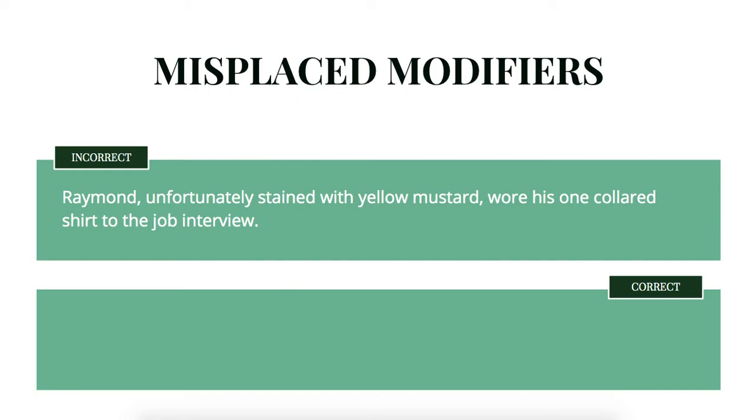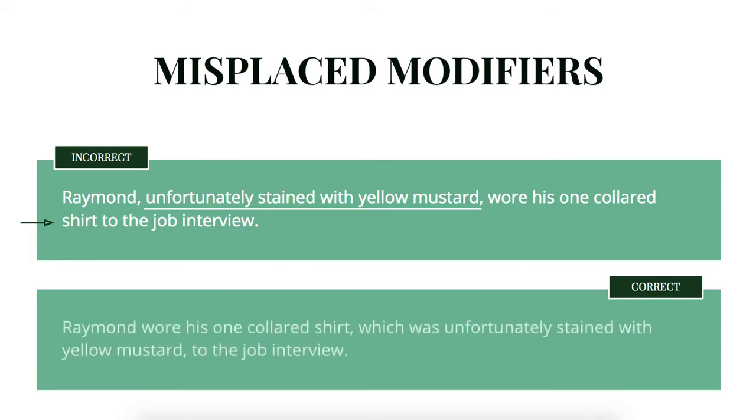Kind of weird, right? Poor Raymond is yellow all over, I guess. Here's where modifiers are so important to know, because our modifier is unfortunately stained with yellow mustard. That's the description. And what it should be describing is Raymond's shirt. The guy needs to get a better wardrobe, but he has one shirt that is stained with yellow mustard. Raymond isn't stained, but right now the way the sentence is set up, it makes it sound like Raymond, the guy, is what is stained with yellow mustard.